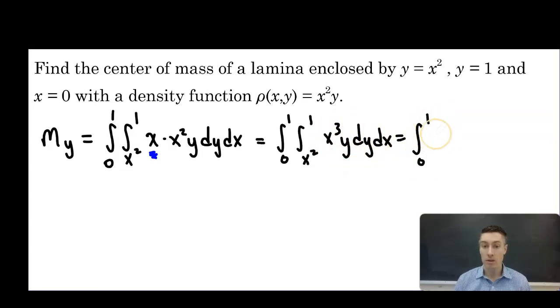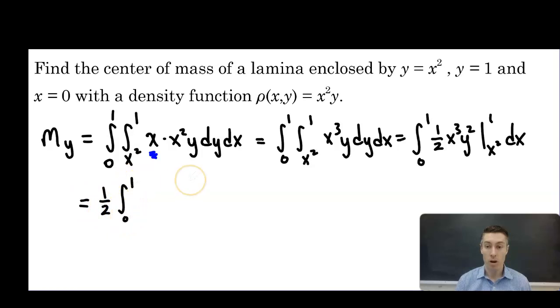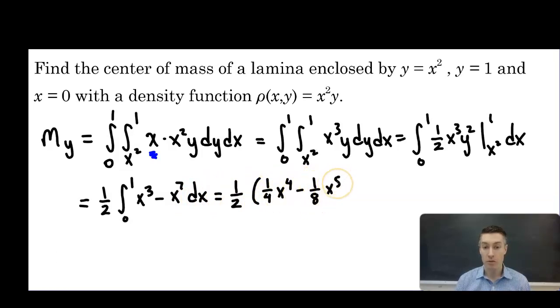Integrate that, so 0 to 1, 1/2 x cubed y squared, evaluated from x squared to 1, dx. So we get 1/2 integral from 0 to 1 of x cubed minus x to the 7th dx. So 1/2 times 1/4 x to the 4th minus 1/8 x to the 8th. Evaluate that from 0 to 1.